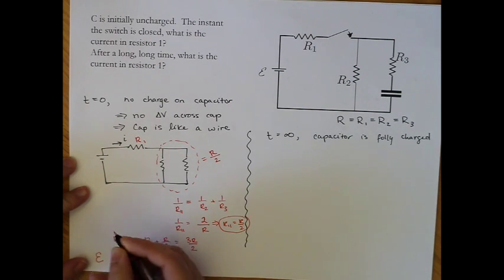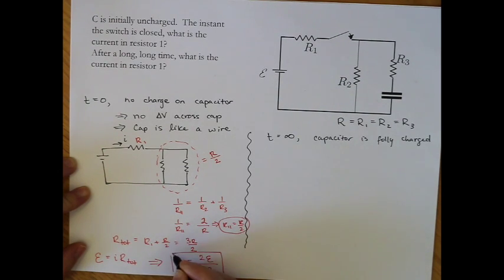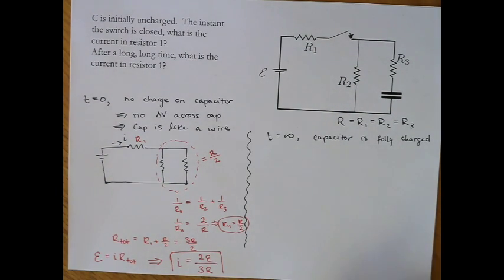And since V equals IR, I is just 2E over 3R. So that's the current through resistor 1 at t equals 0.